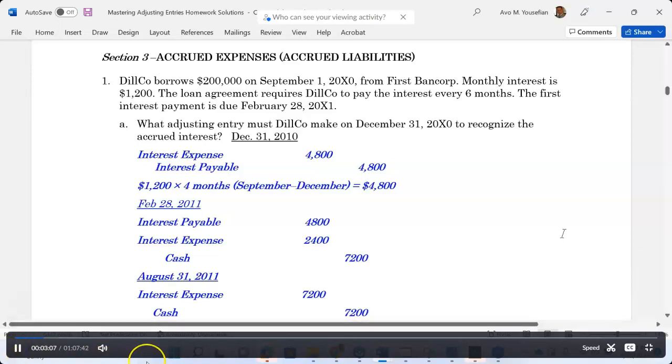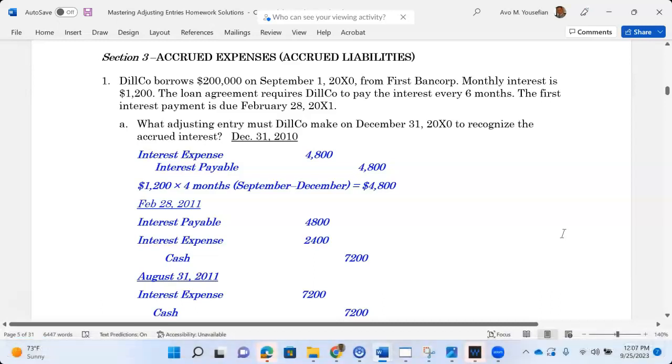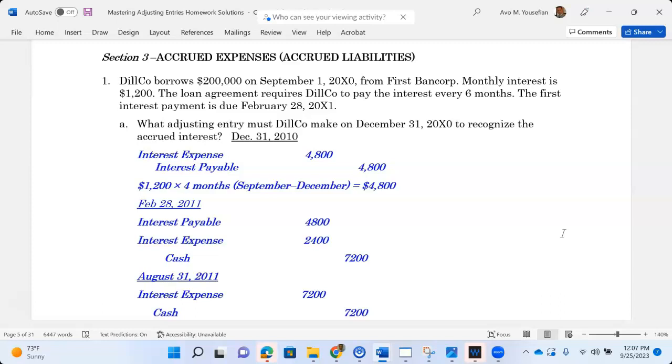Okay, Dealco borrows $200,000 on September 1st of 2020 from First Bancorp. Monthly interest is $1,200. The loan agreement requires Dealco to pay the interest every 6 months. The first interest payment is due on February 28th of 2021.